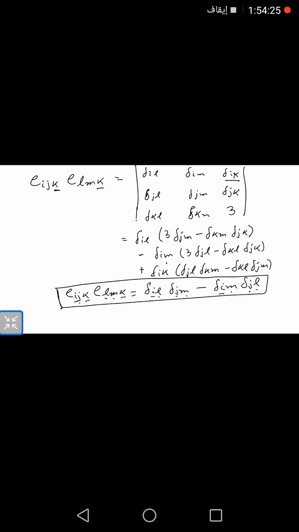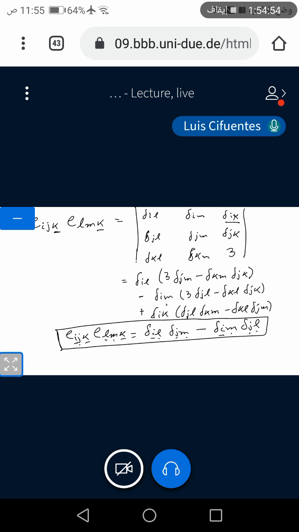Another expression for permutation symbols. If you are writing down this question, just take your time. I'm just checking the chat. It's very useful if you write in the chat if you have a question, or try to activate your microphone. Interrupt me at any time as you like. If you don't have a comment or question, I will continue.